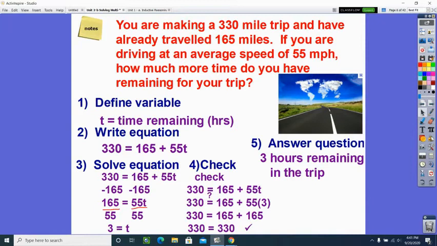So when you're doing an application problem going forward, you should always define your variable, or later on it will be multiple variables. You're going to write an equation where you haven't done math in your head. You're using the numbers that are there. You solve that equation, you check it, and then you make sure you answer the question by putting your units in. And later on, you got to make sure you're answering the correct question.